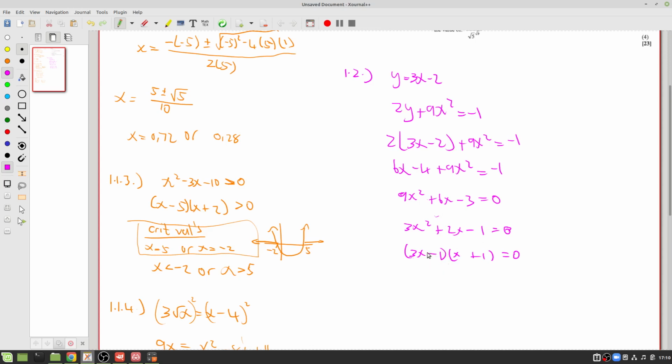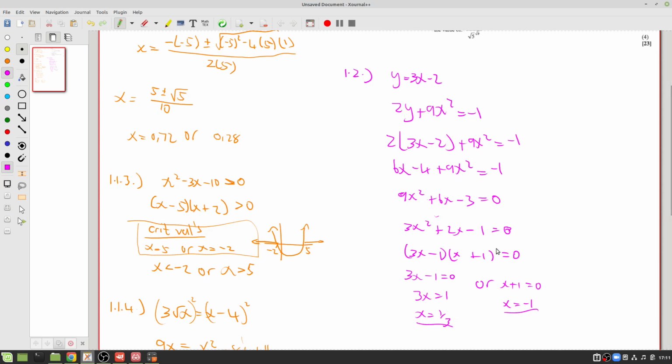Now we can say this bracket is 0 or this bracket is 0. So if this one is 0, let's just do the calculation. If that equals 0, that means that 3x equals 1. And that means that x equals 1 over 3. Or the other bracket equals 0. So x plus 1 equals 0, which means x equals negative 1. So those are two x values.